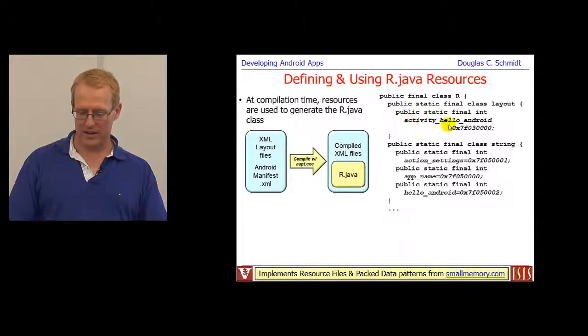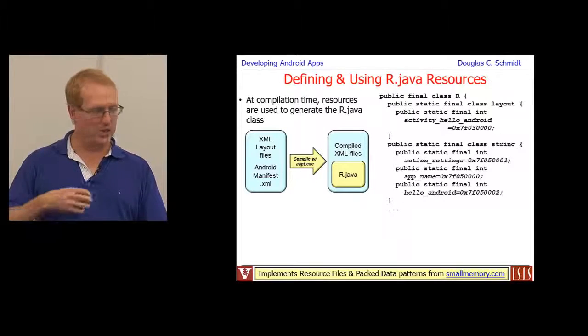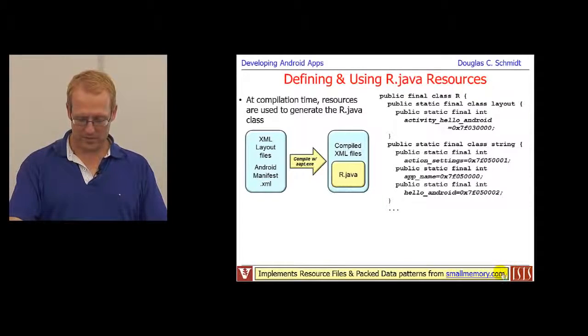You can see here we've got, for example, r.layout.activity hello Android, which refers us to this pointer-like thing. And here's r.string.hello Android, and so on. So you can access these things in various ways.